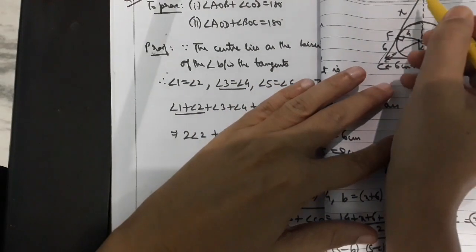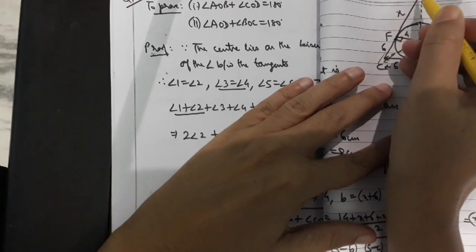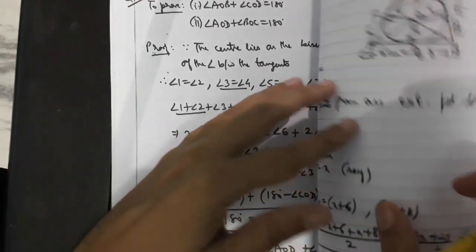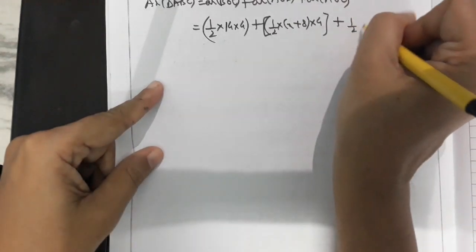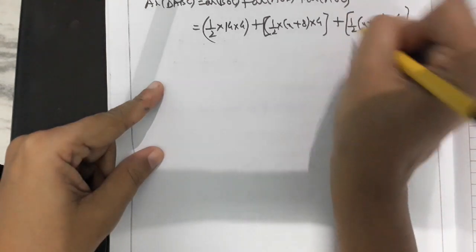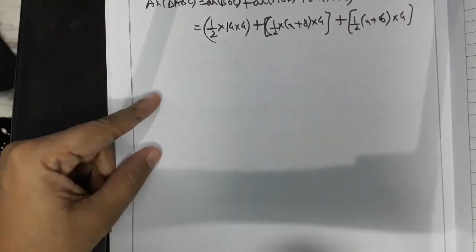Next we take area of triangle AOC. This is triangle AOC. So half of base into height. This is the base, x plus 6, into 4. So this is half of x plus 6 into 4. This area we have found out by half of base into height.